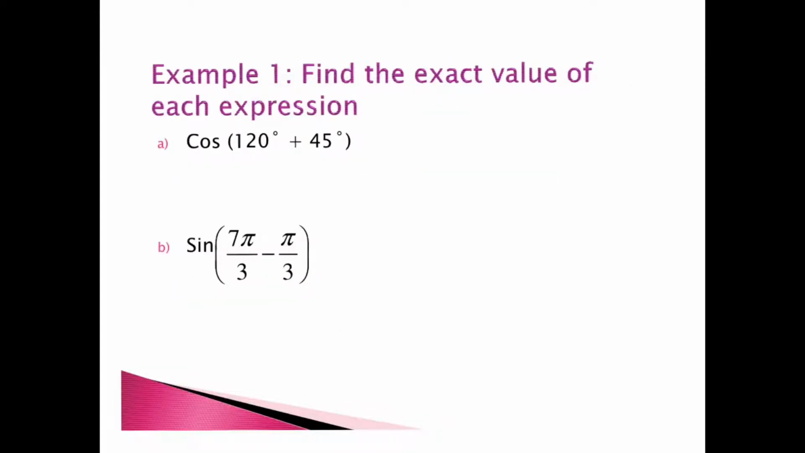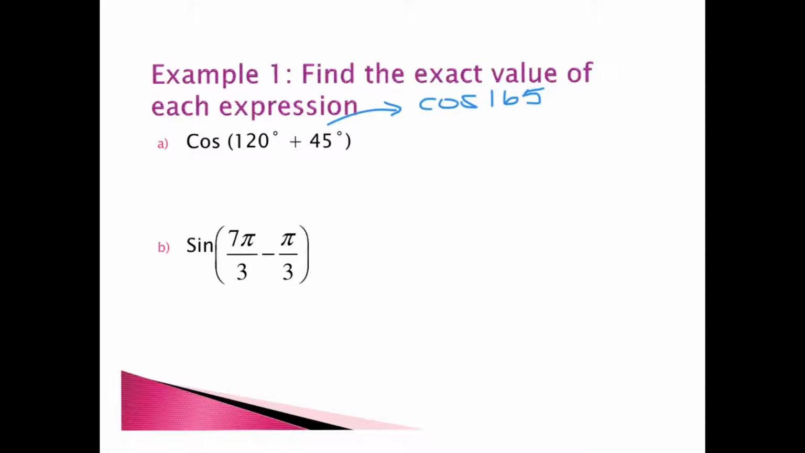Okay, so example 1 says find the exact value of each expression. So again, if I had thought about before it's separated, this question would have said the cosine of 165, and it asked you to find the exact value. Well, that's not an angle that's on your unit circle, so you wouldn't have been able to find the exact value there. So we break it apart into two angles that are on your unit circle and use your sum and difference formulas. So this would be cosine.